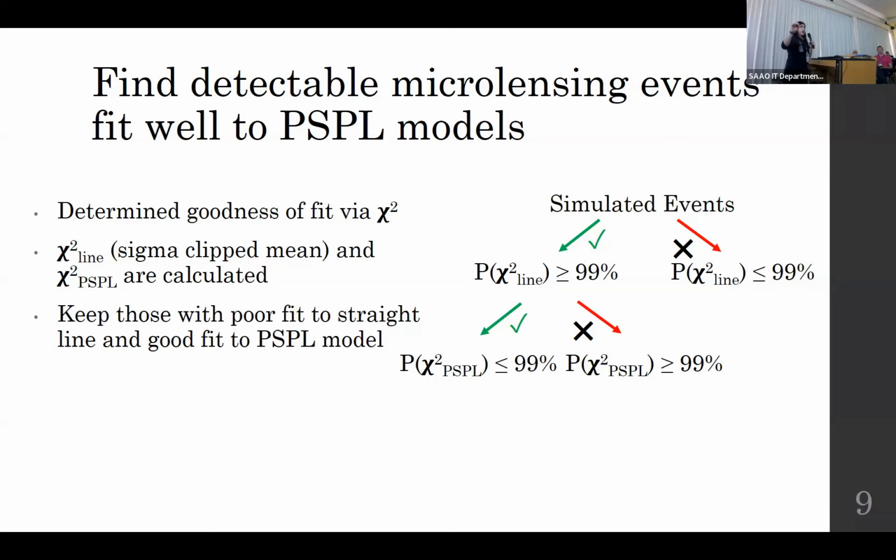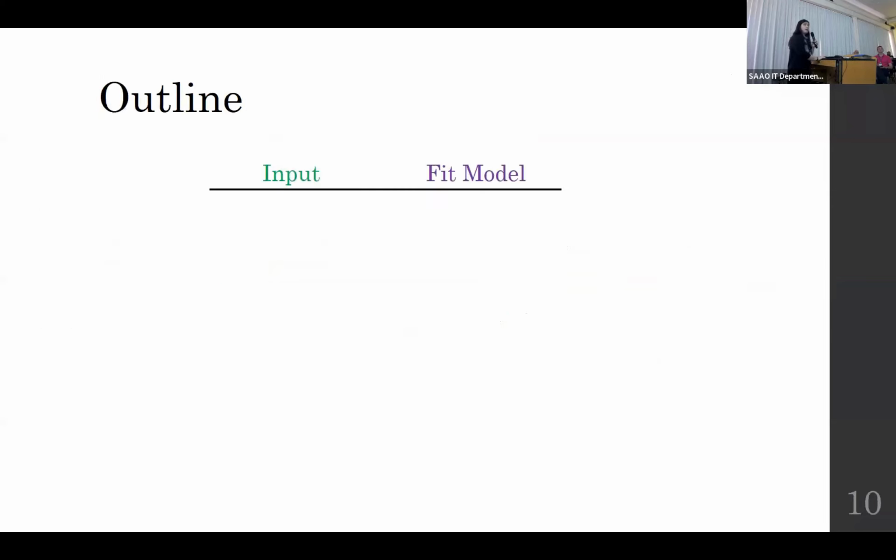We also looked at the chi-squared compared to the PSPL model, and we want to keep those that fit poorly to a straight line and fit well to a PSPL model. We did that by looking at the reduced chi-squared probabilities above the 99th percentile or below the 99th percentile.